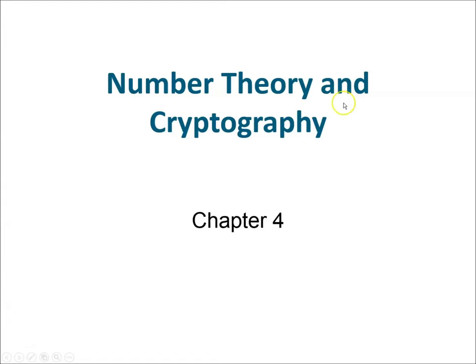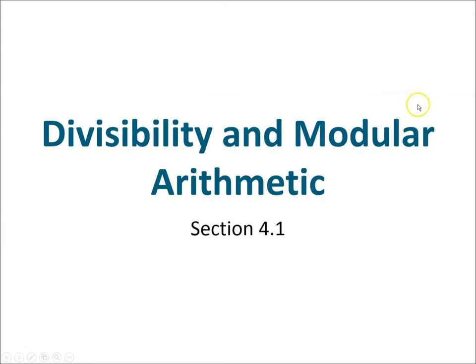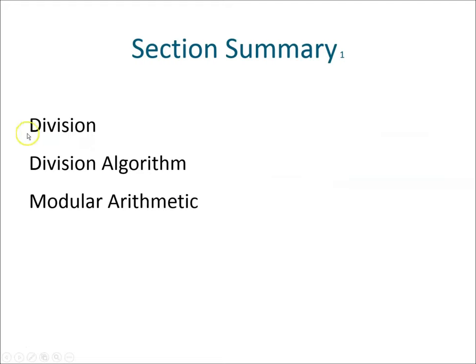Chapter 4 looks at number theory and cryptography. Before we get into that, first we're going to look at divisibility and modular arithmetic. So we need modular arithmetic to do some cryptography. In this section, we're going to first see the division, then look at the division algorithm, finally modular arithmetic.